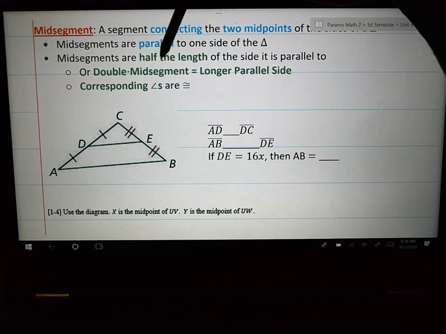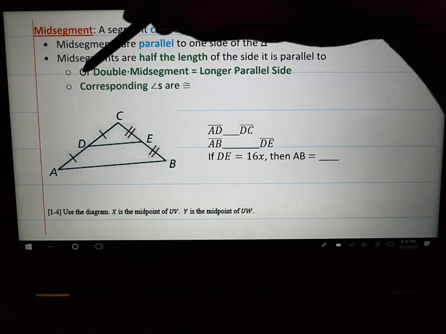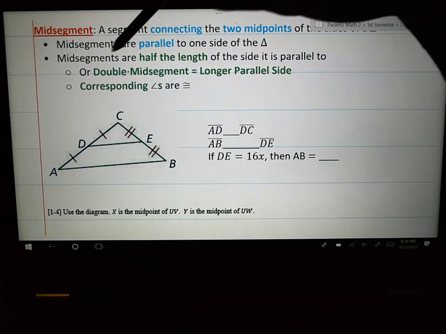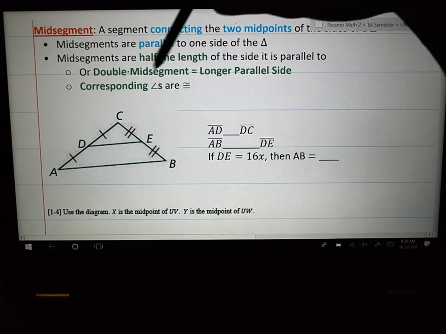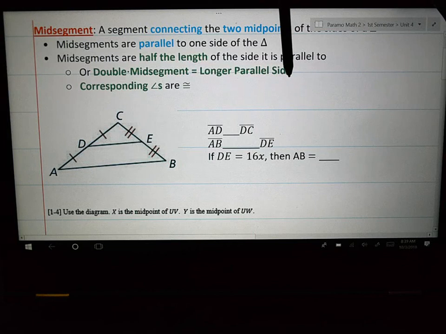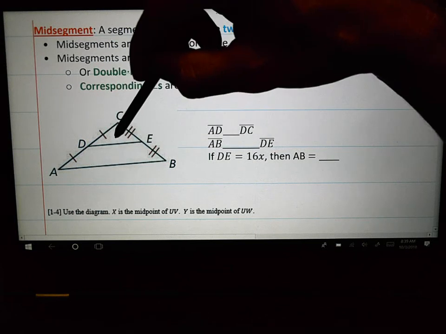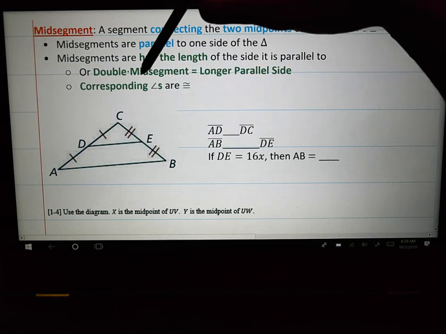Midsegments are also half the length of the side it is parallel to. So we're going to do a bunch of problems that deal with that. But sometimes instead of taking half of something, it's easier just to double it. So if I double the midsegment, that's going to equal the longer parallel side. So I have this in two different ways because sometimes you're just going to want to take half depending if we're going from the big side to the little side. Or if we're going from the little side to the big side, it might just be easier to double the midsegment.